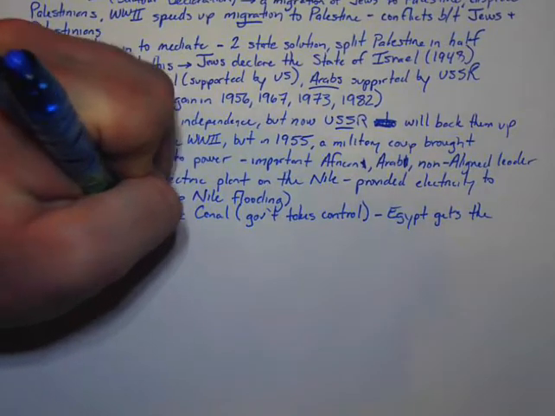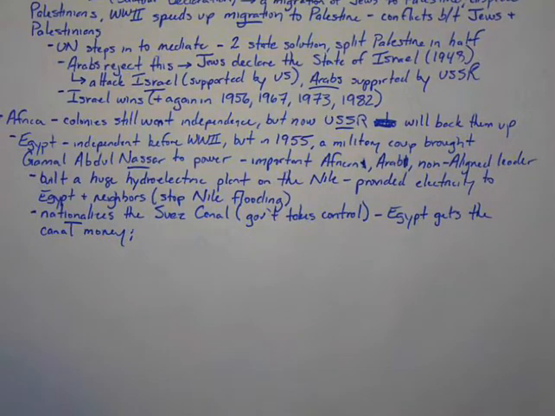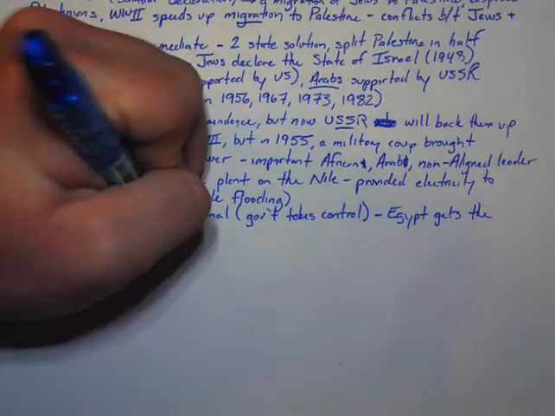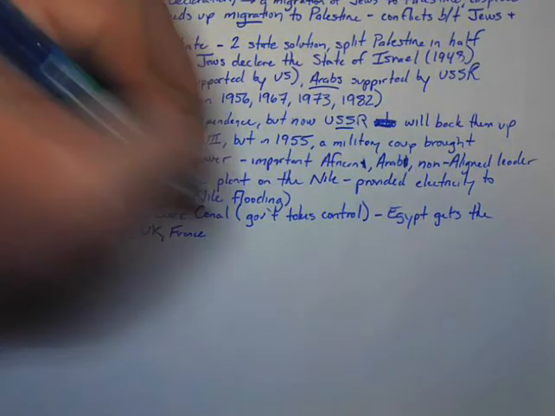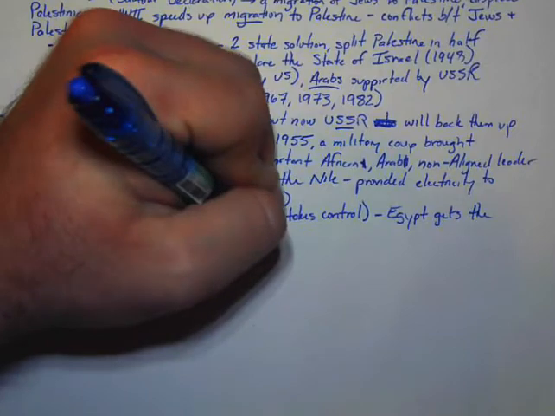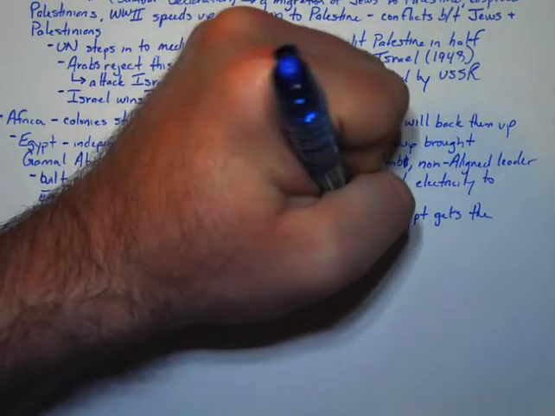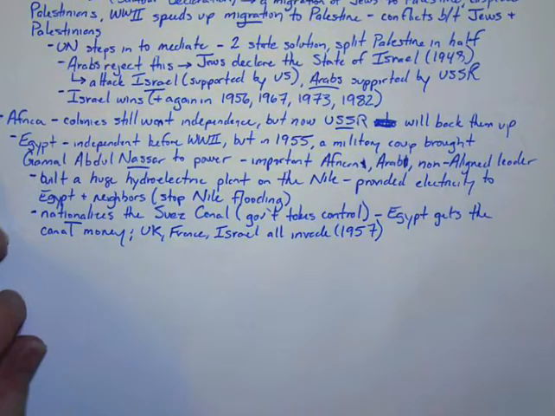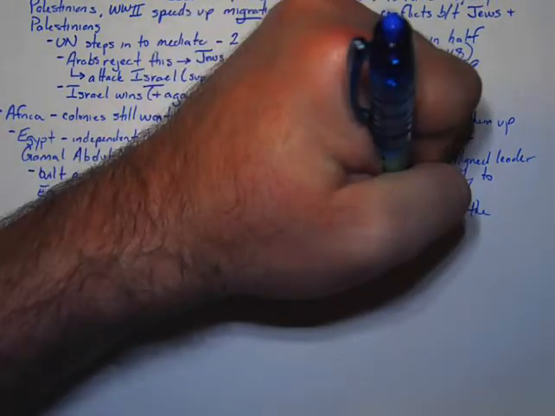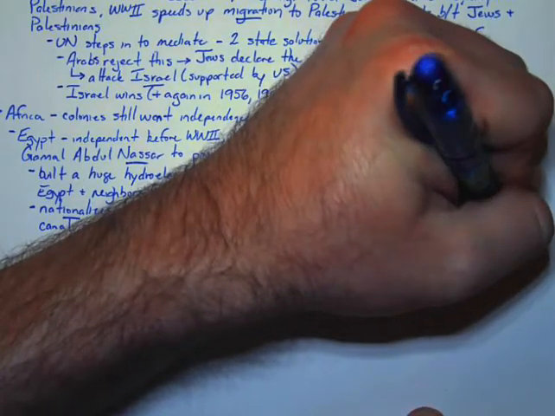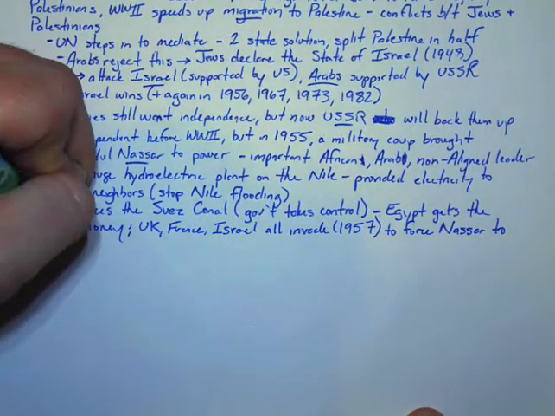When this happens, three really powerful countries don't like this at all. The UK, France, and Israel all invade, and this happens in 1957, to force Nasser to give up the canal.